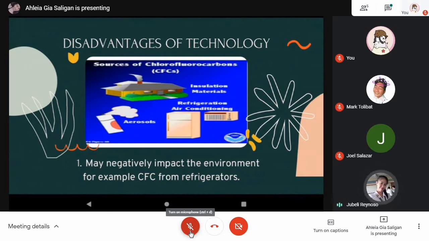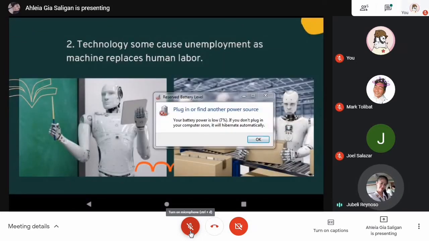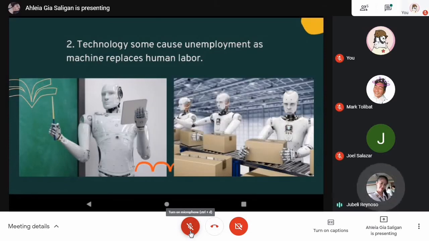So now, let's proceed to the disadvantages of technology. Number one, it may negatively impact the environment, for example, CFC from refrigerators. People and the environment also suffer. Number two, technology may cause unemployment as machines replace human labor. The negative impact is the rising of unemployment and loss of income or benefits of low-skilled workers.